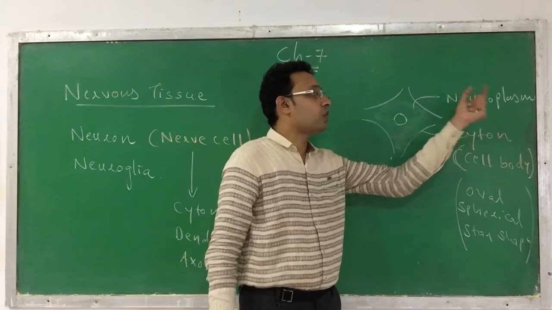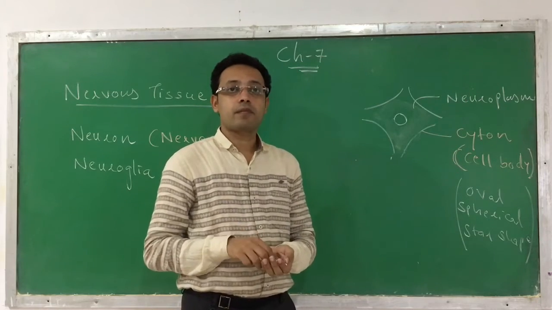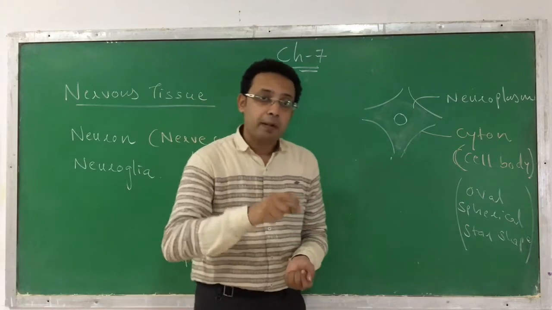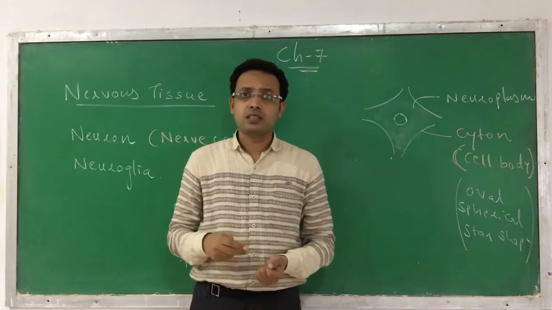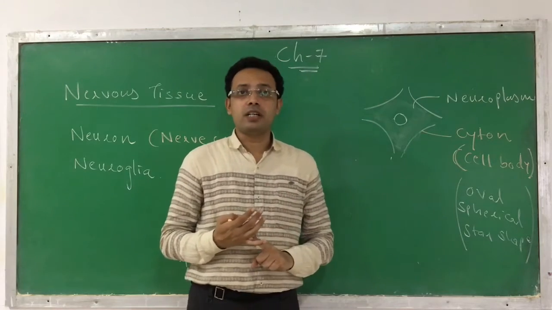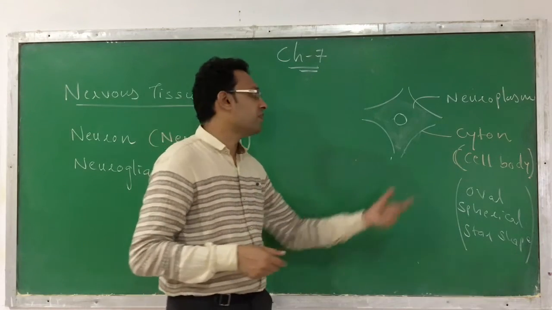This cytoplasm is called the neuroplasm. Now, what does this neuroplasm contain? The neuroplasm contains different organelles like the endoplasmic reticulum, Golgi body, mitochondria, etc. The different organelles can be found in it.